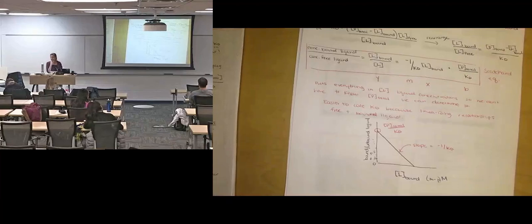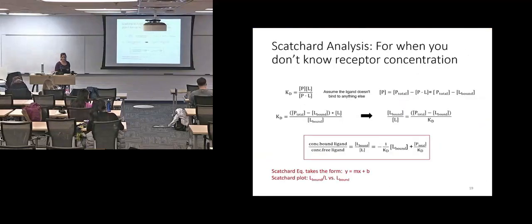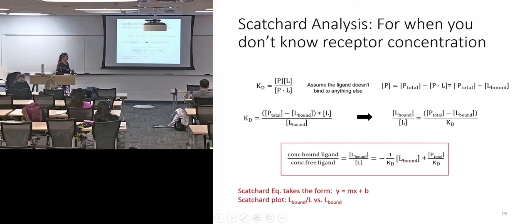Okay. I'm going to go into the slides. These equations will be there again, so you'll have an opportunity to jot them down, and then we'll do a couple practice problems. So Scatchard analysis, when you don't know receptor concentration. Okay, so this is the manipulation that I just did. This is the Scatchard equation. Okay. It puts everything in terms of ligand concentration, takes the form of y equals mx plus b, and then the Scatchard plot itself will be bound over free versus bound.